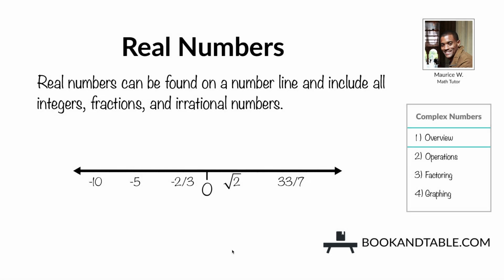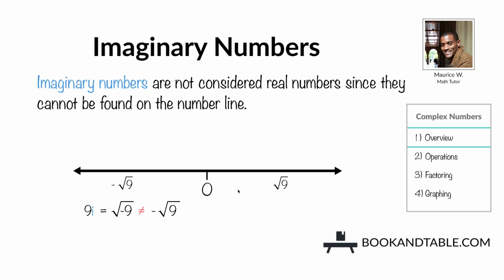So to discuss complex numbers, we will have to discuss both real numbers and imaginary numbers. Real numbers can be found on a number line, such as this one, and include all integers, such as -10, -5, +5, +8, fractions, such as -2/3 or 33/7, and irrational numbers, such as the square root of 2. But what we won't find on a number line are imaginary numbers.